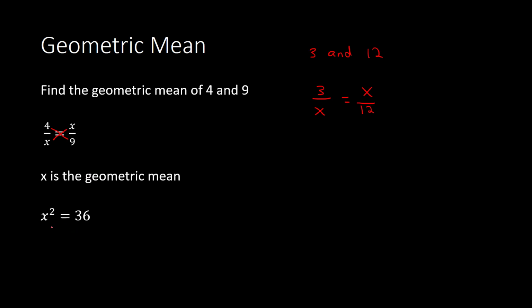I can take the square root of both sides to get rid of the squared. When I take the square root of both sides, the square and the square root cancel each other. I'm left with an x on the left side, and then a square root of 36 on the right side. So x equals the square root of 36, so x would therefore equal 6.